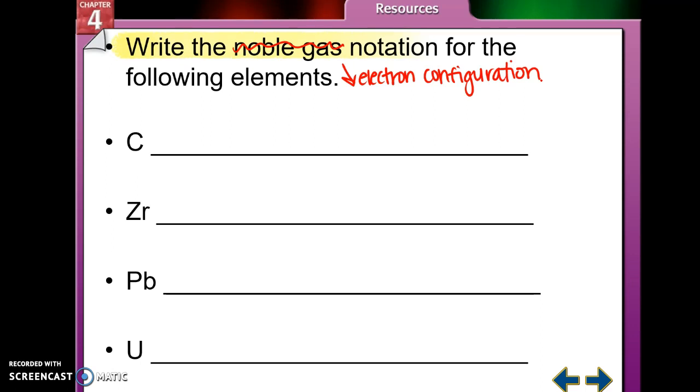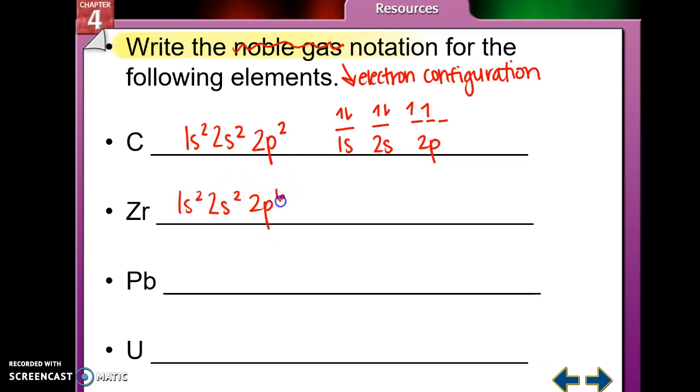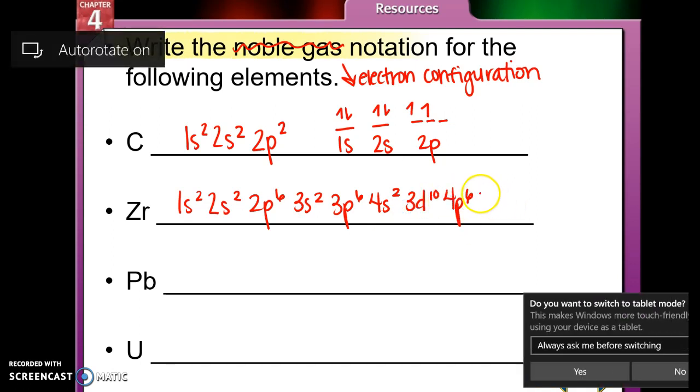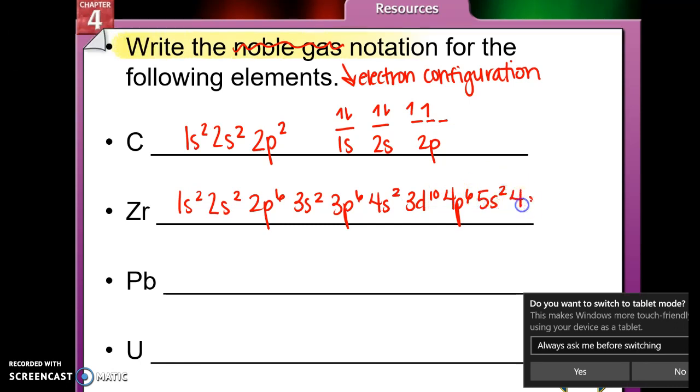When I write the electron configuration for carbon, I look on the periodic table and carbon's got 6 electrons. So it's going to be 1s2, 2s2, 2p2. If I were going to write its orbital notation, that would be 1s up, down, 2s up, down, 2p. Remember that there are 3 of those, and it would be 1, 2. Zirconium has 40 electrons, so it's going to be 1s2, 2s2, 2p6, 3s2, 3p6, 4s2, 3d10, 4p6, 5s2, 4d2.